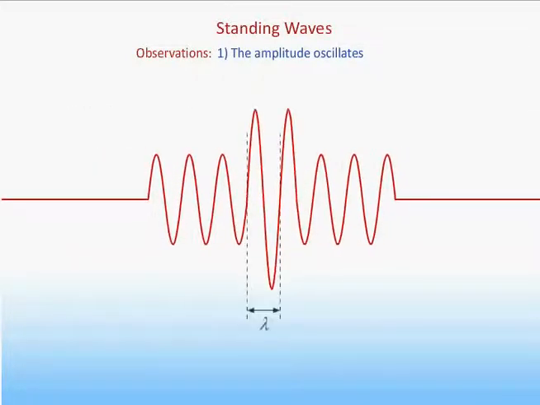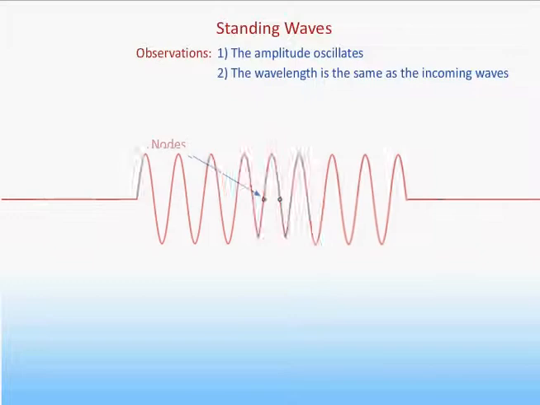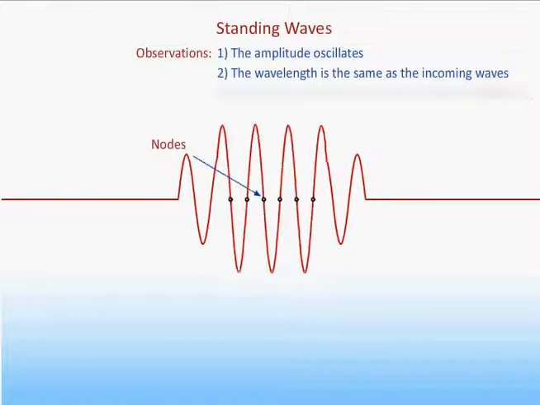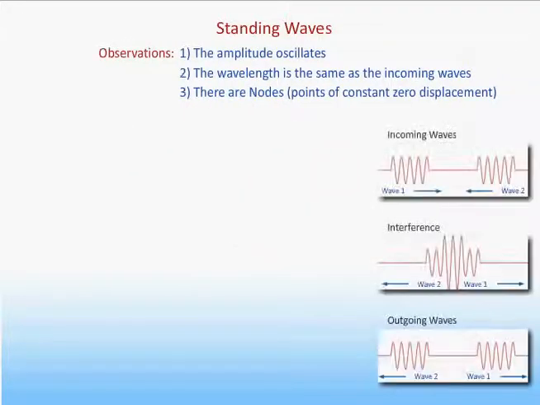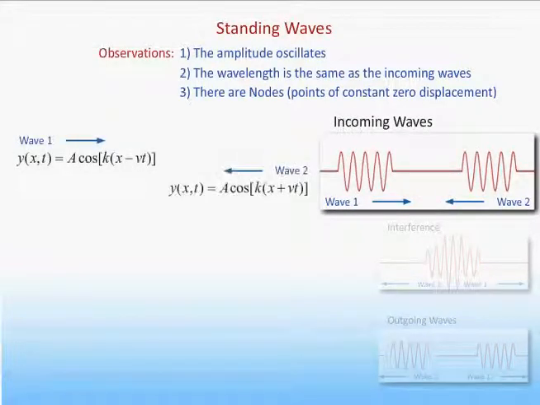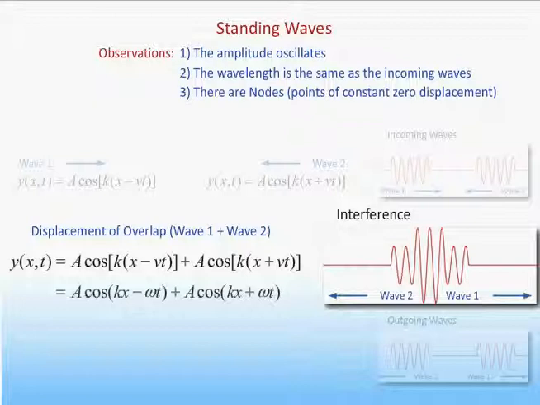Second, we see that the wavelength of the standing wave is the same as that of the incoming waves. Third, we see that there are points along the string whose displacement is always 0. All of these observations can be explained by remembering some trigonometry. We will start by writing the equations for the two incoming waves. Since the waves have the same amplitude and wavelength and differ only in the direction of travel, we see that these functions differ only in the sign of the term in the argument that involves the time. Therefore, the total disturbance is represented as a sum of two cosine functions.